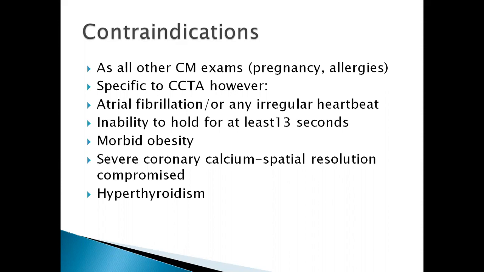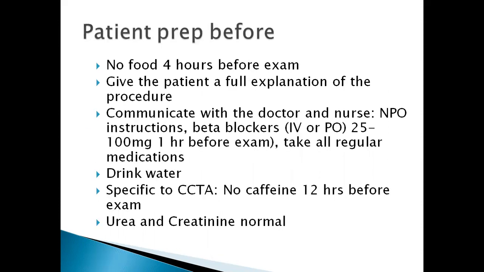Morbid obesity as well is one of the contraindications, mostly because the diagnostic value is significantly reduced. The other two contraindications that I'll mention are severe coronary calcium, which directly affects spatial resolution, and hyperthyroidism. Though these are the ones I've mentioned, these are not the main ones, but I'll leave it open. Maybe another person has other contraindications that they may think of. So I'm open to allow for discussion at the end of this presentation.